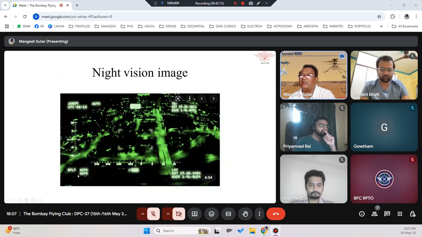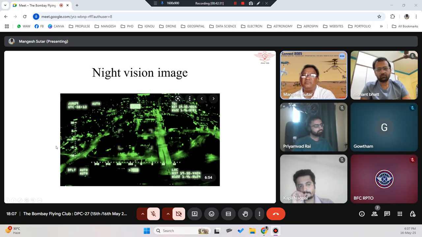Okay, night vision cameras also can be used. In recent times this is mostly used in the border areas also. Recently, a lot of drones in border areas are being equipped with night vision cameras also. So the Indian Army is using night vision images or cameras for patrolling or monitoring the borders.